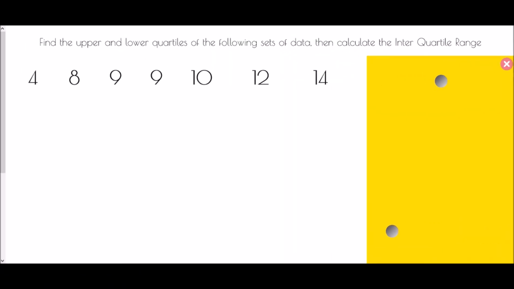Okay, so the first thing we're being asked to do is to find the upper and lower quartiles of the following sets of data, then calculate the interquartile range. Now, before we get into doing this, we need to start thinking about what they actually mean.